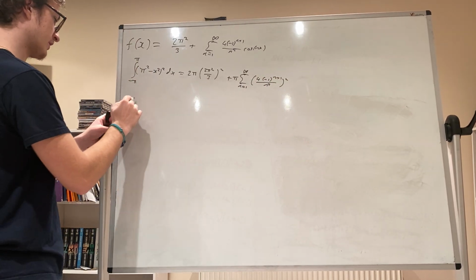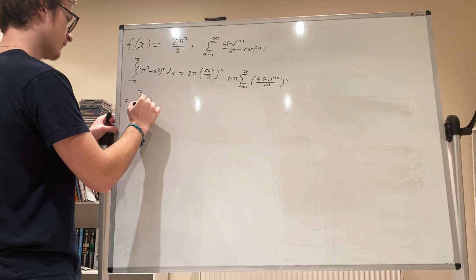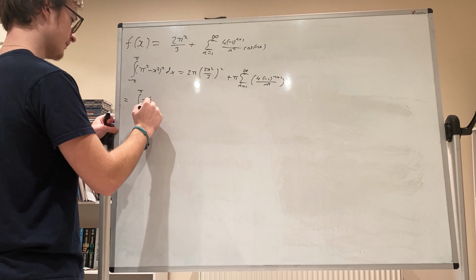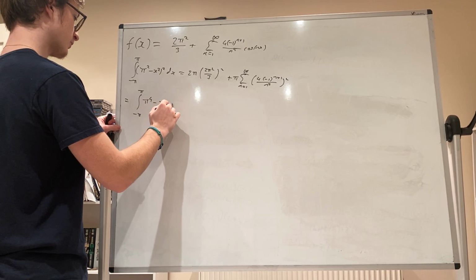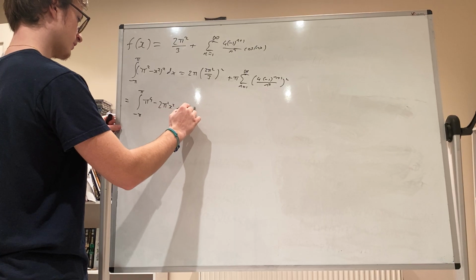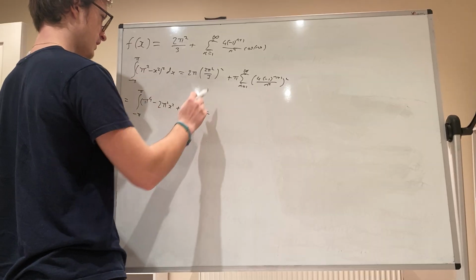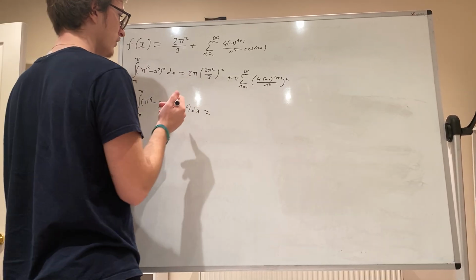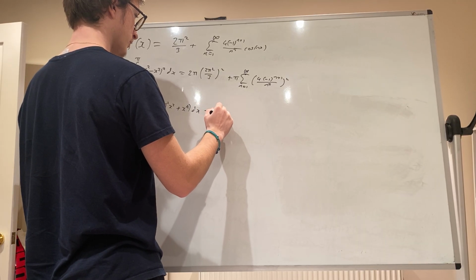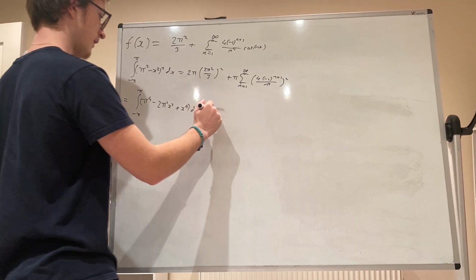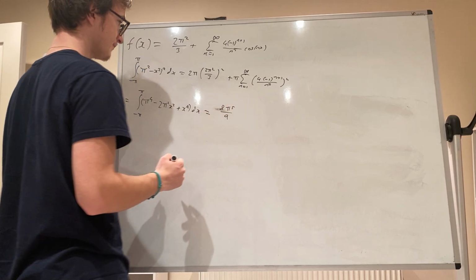Now, this side here, we can expand the integral to be the integral from minus pi to pi of pi to the fourth minus 2 pi squared x squared plus x to the fourth dx. And this guy right here is what? He is 2 times 4, so 8 pi to the fifth over 9.